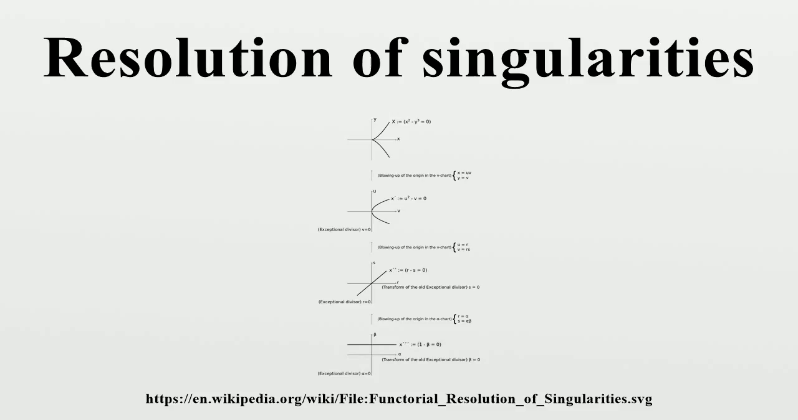Definitions. Originally, the problem of resolution of singularities was to find a non-singular model for the function field of a variety X. In other words, a complete non-singular variety X' with the same function field. In practice, it is more convenient to ask for a different condition as follows. A variety X has a resolution of singularities if we can find a non-singular variety X' and a proper birational map from X' to X.